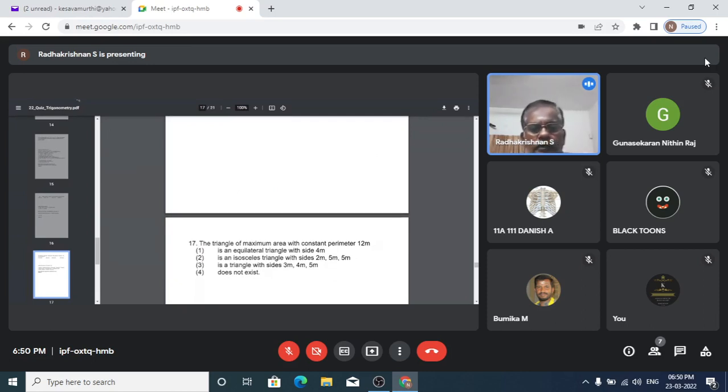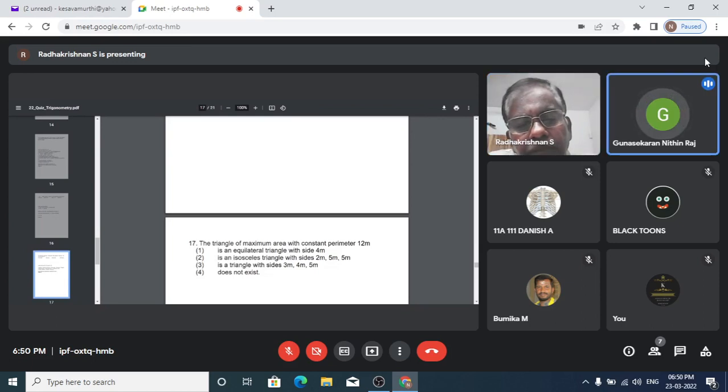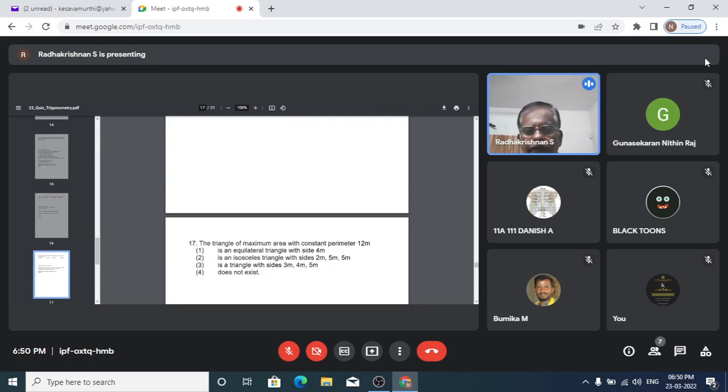Okay. The triangle of maximum area with constant perimeter of 12 meter. So what is the triangle which has a perimeter of 12 meter and maximum area? Okay. Sir, equilateral triangle. Sorry, Nitin, can you repeat? Sir, equilateral triangle. Yeah, correct. So for a given perimeter, the area will be maximum when it is an equilateral triangle.